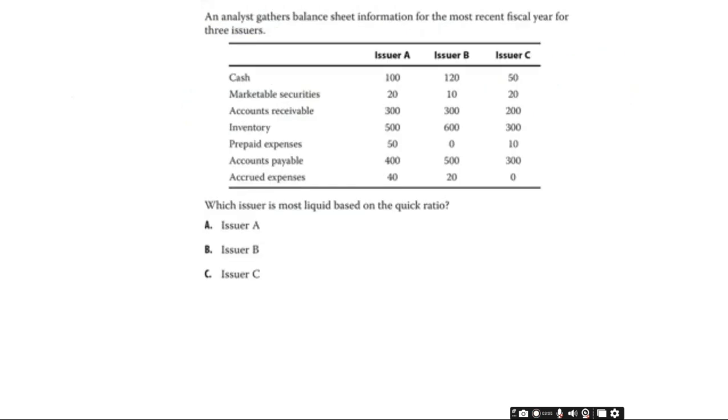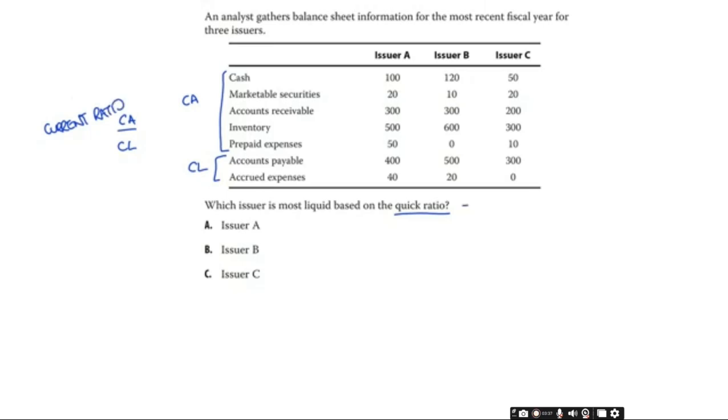An analyst gathers balance sheet information for the most recent fiscal year for 3 issuers. We have A, B, and C. We've got information here on current assets, down here, current liabilities. Which issuer is most liquid based on the quick ratio? So the key here is obviously to get the correct definition of the quick ratio. What you don't want to do is just take CA over CL. That's the current ratio, and we'll give you different answers. What we're looking for is the quick.